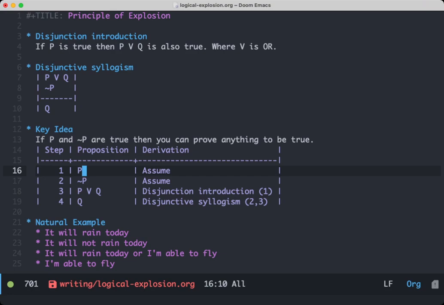but they won't be able to fly, right? So this principle of explosion therefore renders a logical system useless. Something to look out for: if you're able to prove P and not P to be true in a system, then that system is essentially useless.